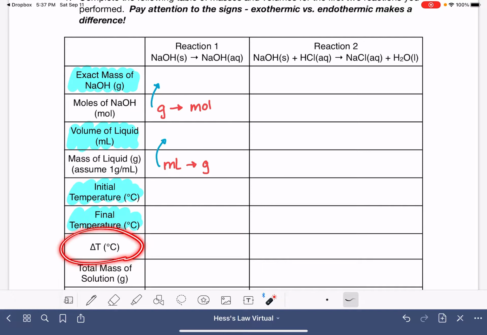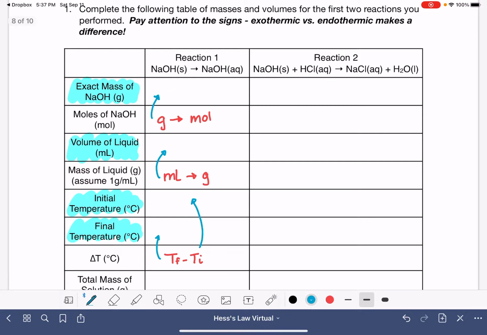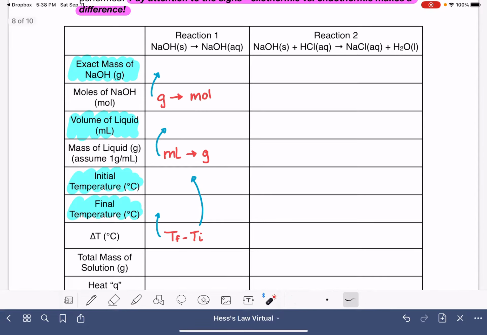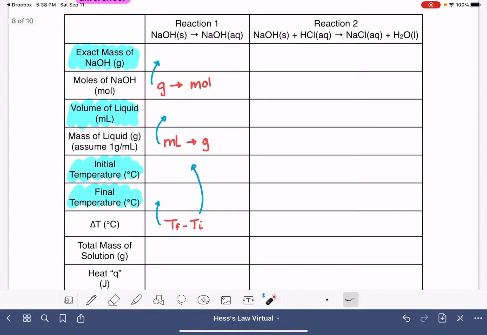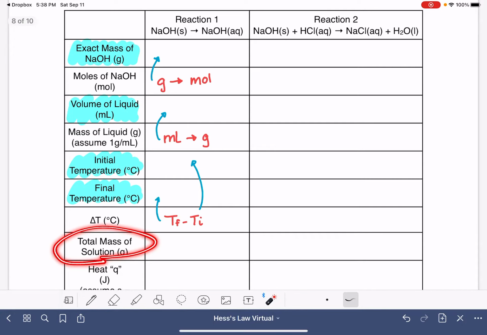For your change in temperature, you'll just be using the equation final minus initial. Your final temperature, you reported right there, your initial temperature right here. And then you also want to make sure, this is going to be really crucial, that you are paying attention to your signs, exothermic and endothermic. So at this point, when you're doing this subtraction and getting your delta T, make sure that you have the correct sign.